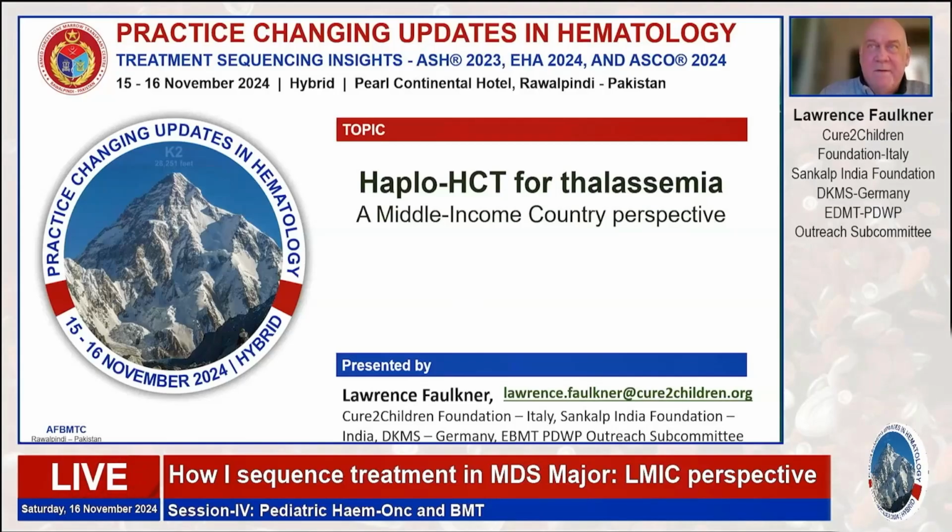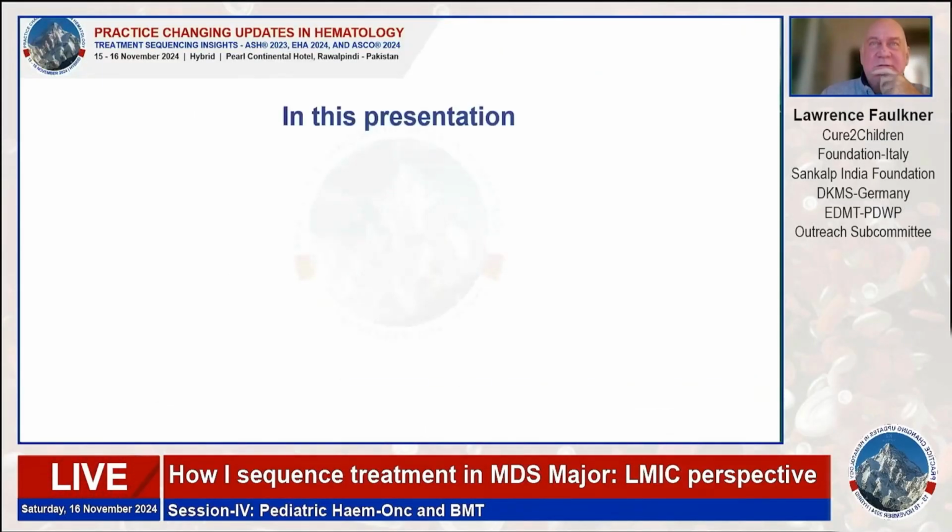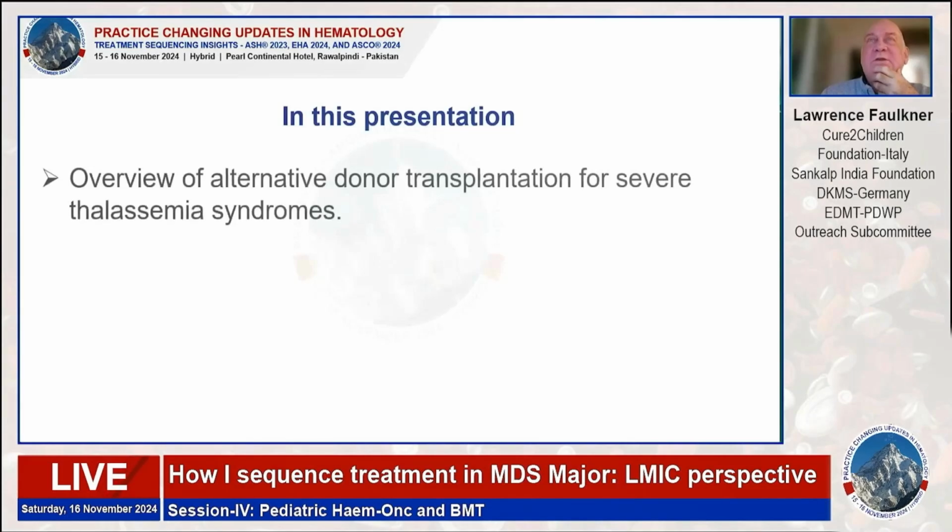I have nothing to disclose, and in this presentation I will be talking about alternative donor transplantation for severe thalassemia syndromes. By severe thalassemia syndromes, I'm sort of clumping together transfusion-dependent thalassemia and what was called thalassemia intermedia, non-transfusion dependent thalassemia that cannot keep a hemoglobin of at least 8, which is known to have a severe clinical phenotype.